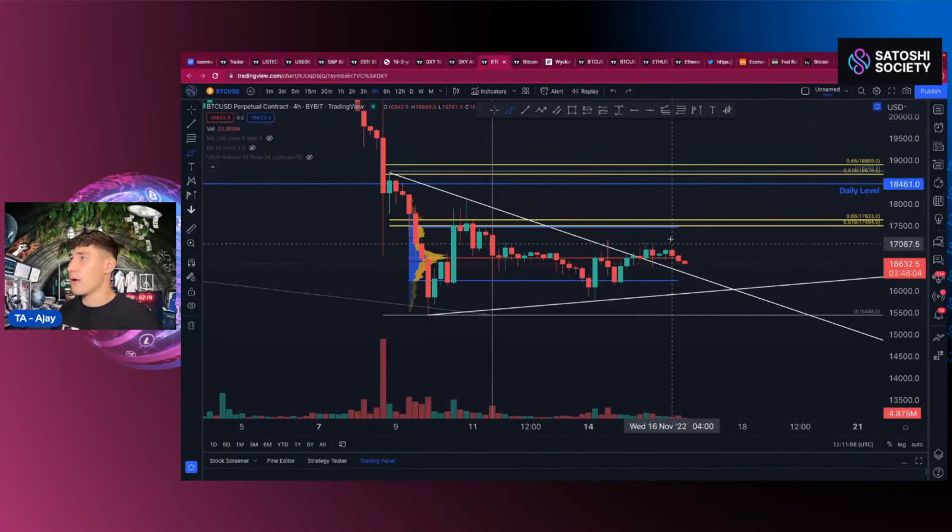Okay, so this is the 4 hour. So we've had that break towards the upside. There's absolutely no volume coming in, no bullish volume at all. So what am I expecting now for Bitcoin? Well, I'm expecting the price to roll over, break back below this, potentially come back down to the support here, and maybe even break that support, being a textbook fake out towards the upside. Because as I said, absolutely no volume coming in.